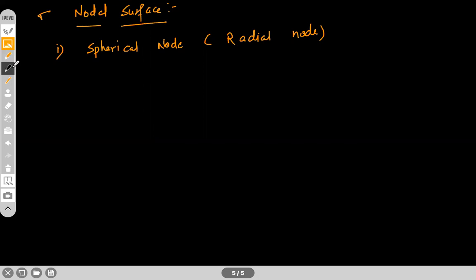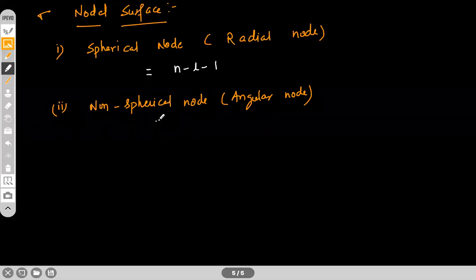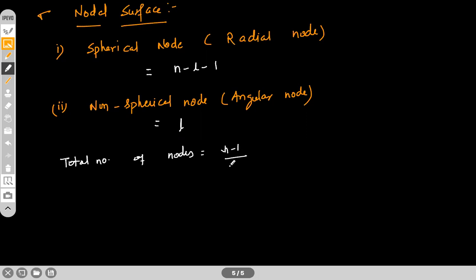Right? Thus, you need to memorize the formula we use to find the spherical node, and the formula is n minus l minus 1. It gives you the number of spherical nodes. Okay? Another type we have, that is the non-spherical node. Non-spherical node, we also call it an angular node. The formula for this is L. It's non-spherical. We don't represent this on the graph. Okay, this is the formula you should know. If I ask you what is the total number of nodes, that would be the sum of the two, n minus one.